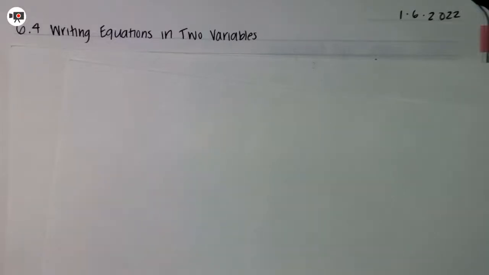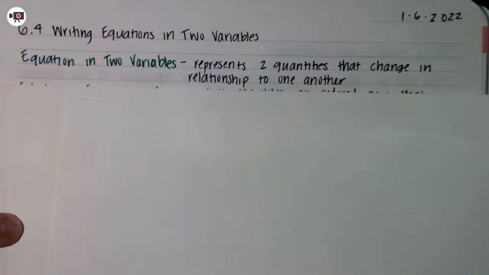This is 6.4, writing equations in two variables. So when we have an equation in two variables, that means that it represents two quantities that will change in relationship to one another.